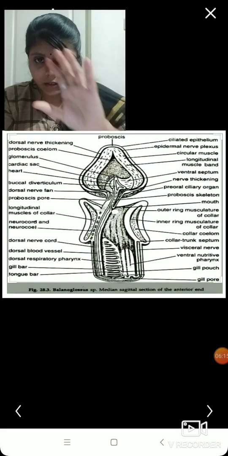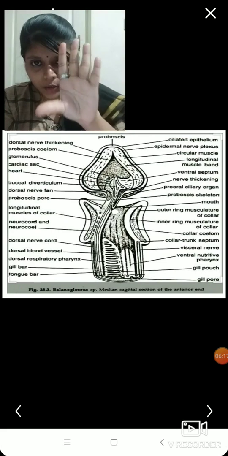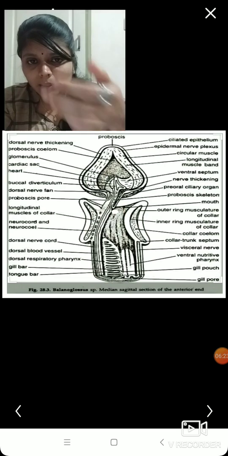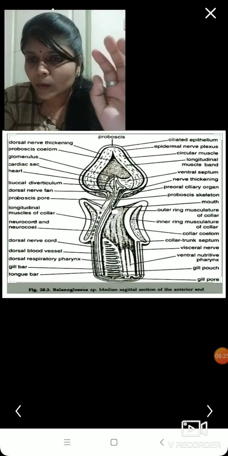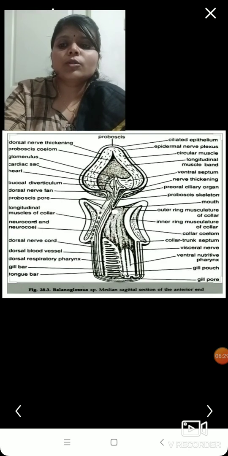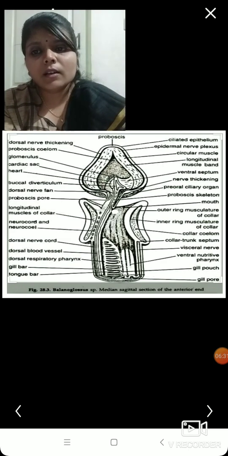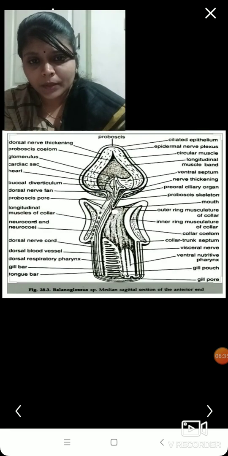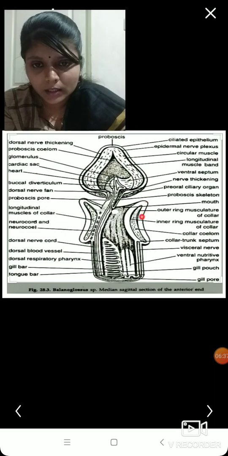So this is the picture which we can see in the middle region, which constitutes the separation between the anterior region and the posterior region of the animal. The collar is also muscular in nature and possesses two coelom cavities. These are the coelom cavities which you can see here.